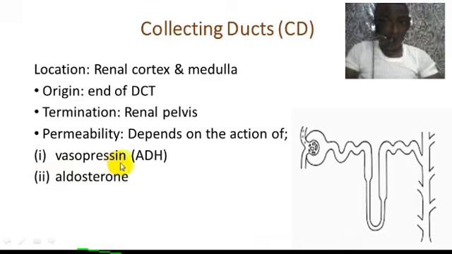If vasopressin is present, it means that the collecting duct will become impermeable to water, but permeable to solutes. But in the absence of vasopressin, the collecting duct becomes water permeable. That is, water can diffuse out of it, but solute cannot. Solute is retained right there in the collecting duct.